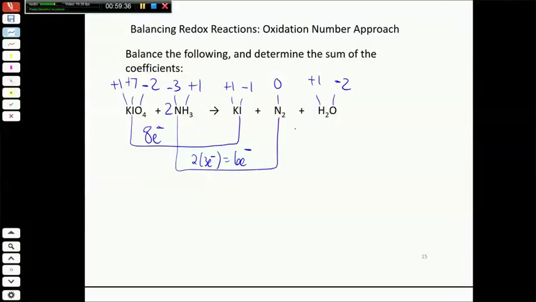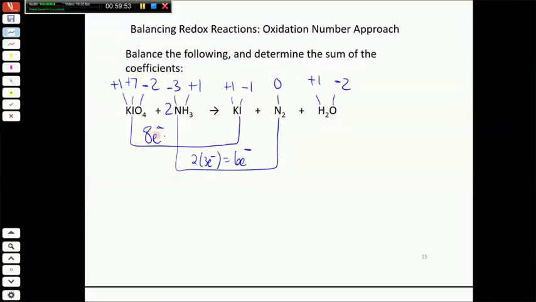So how do we get these to balance? We need to find the least common multiple of 6 and 8, which would be, what's 24, yeah. No, I knew that, I'm just making sure you guys do.